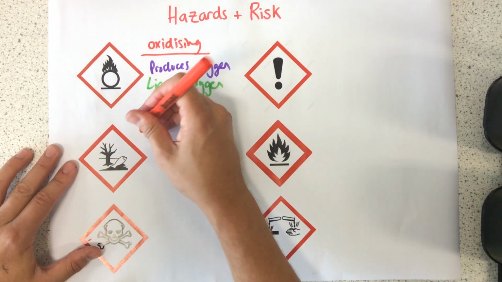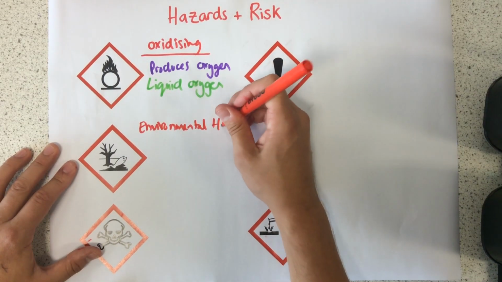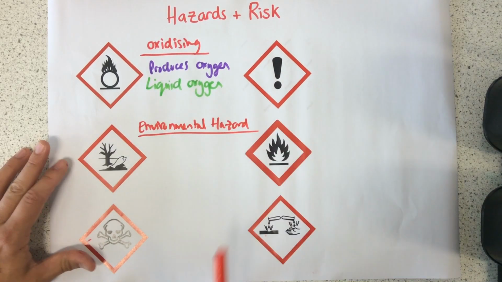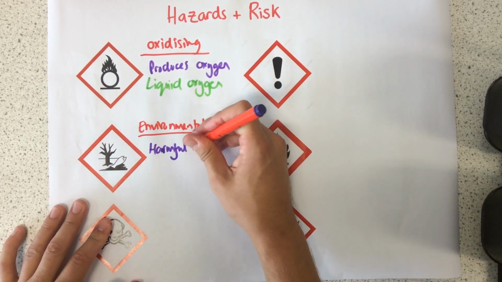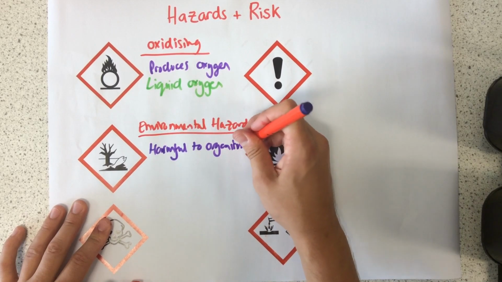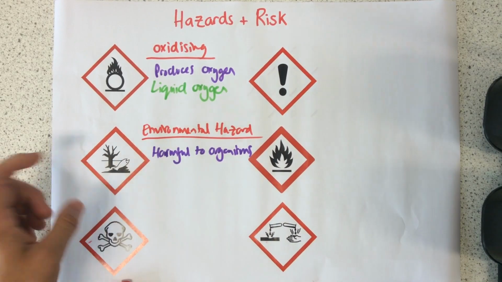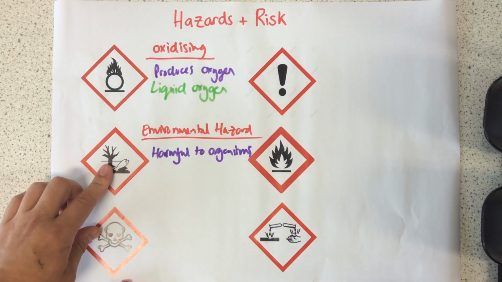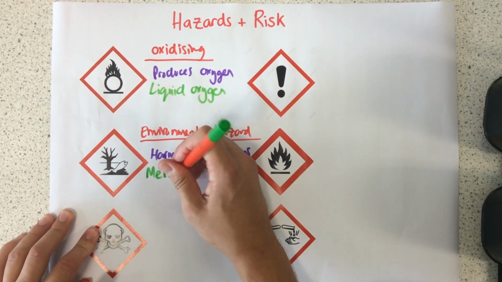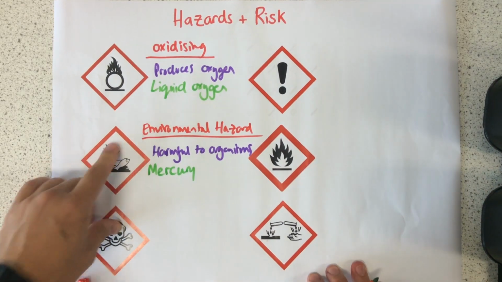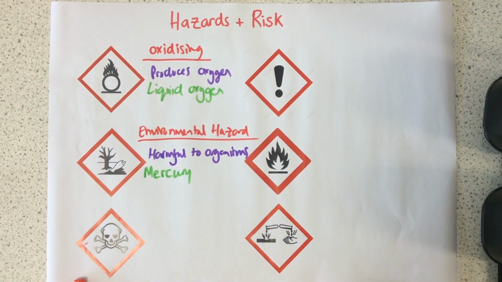Now, this next one is environmental hazard. Now, all that means is it can be harmful to organisms. Remember, the word organism just means living thing. So we've got to be a little bit careful, because sometimes if we just, for example, tip some substances down the sink without disposing of them properly, they could end up damaging organisms in the environment. An example of this is mercury. So each time in red it shows what the hazard is, in purple it shows the harm that it causes, and in green it gives an example.